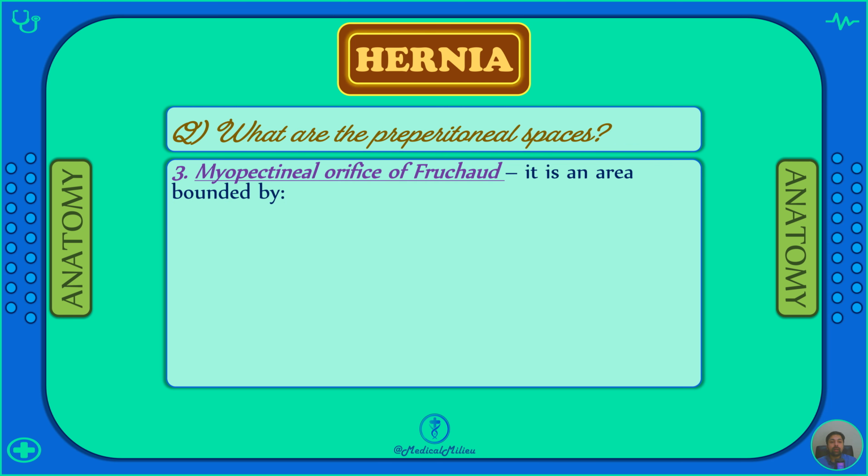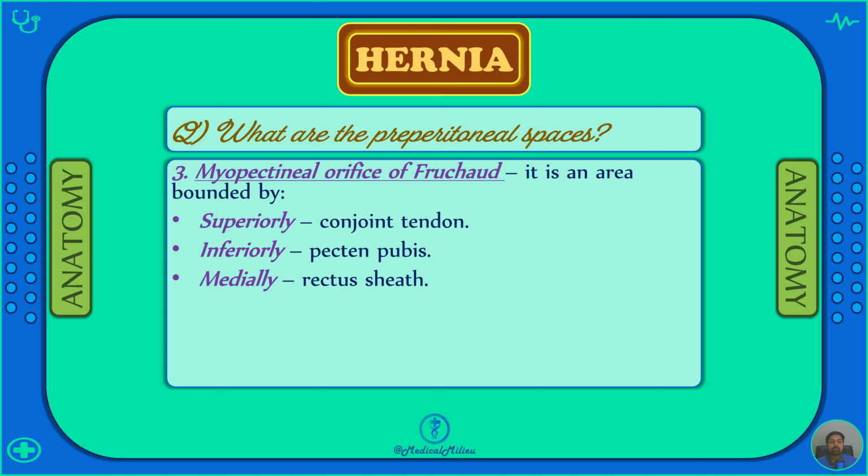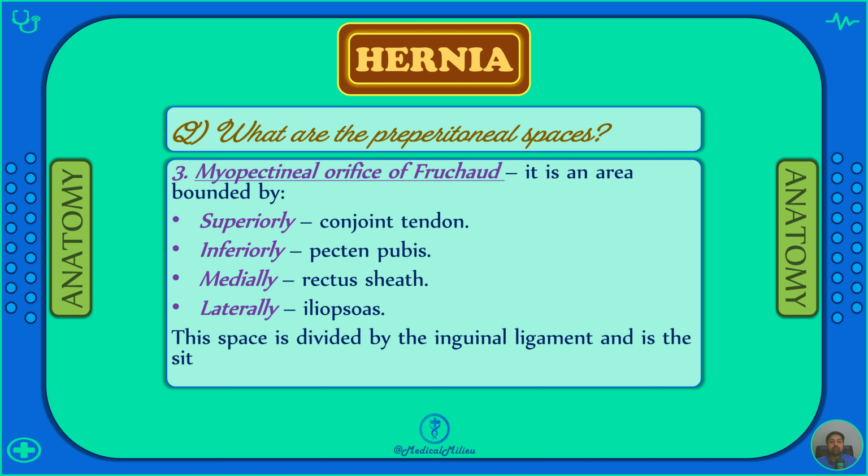Number 3 is the myopectineal orifice of Fruchaud. It is an area bounded superiorly by the conjoint tendon, inferiorly by the pecten pubis, medially by the rectus sheath, and laterally by the iliopsoas. This space is divided by the inguinal ligament and is the site of all groin hernias.